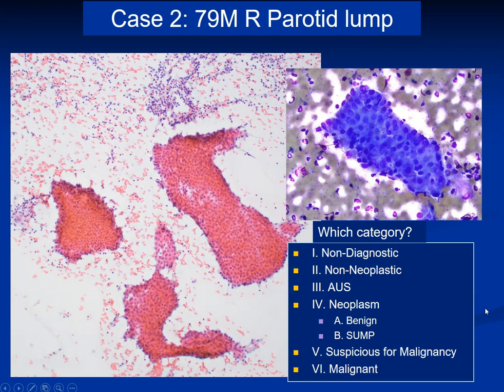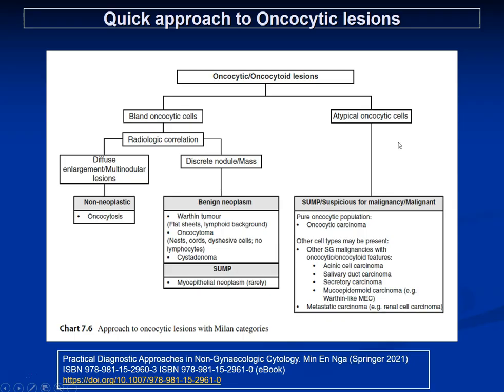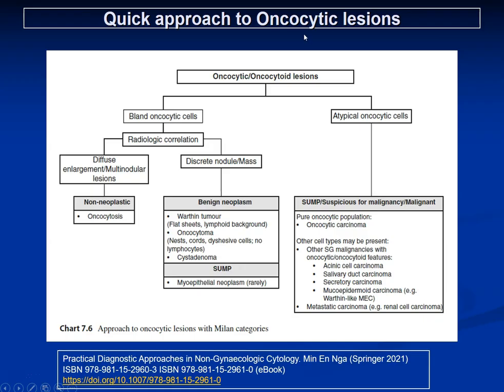And here comes the answer. This should fall into the benign neoplasm category because clearly this is a Wharton tumor. So I just wanted to use this case as a platform to talk briefly about the approach to oncocytic lesions.